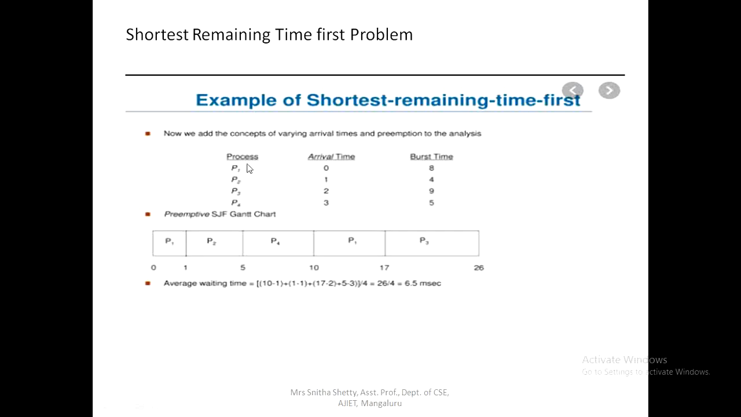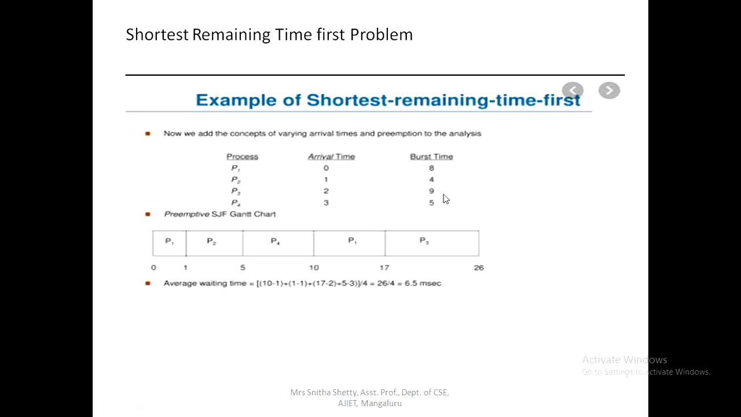They are given arrival times: the arrival time of P1 is 0, P2 is 1, P3 is 2, and P4 is 3. So P1 comes at time 0, P2 comes at 1, P3 comes at 2, and P4 comes at 3. And they gave the burst time, the service time. The service time of P1 is 8, P2 is 4, P3 is 5, and P4 is 5. Burst time is also known as service time.